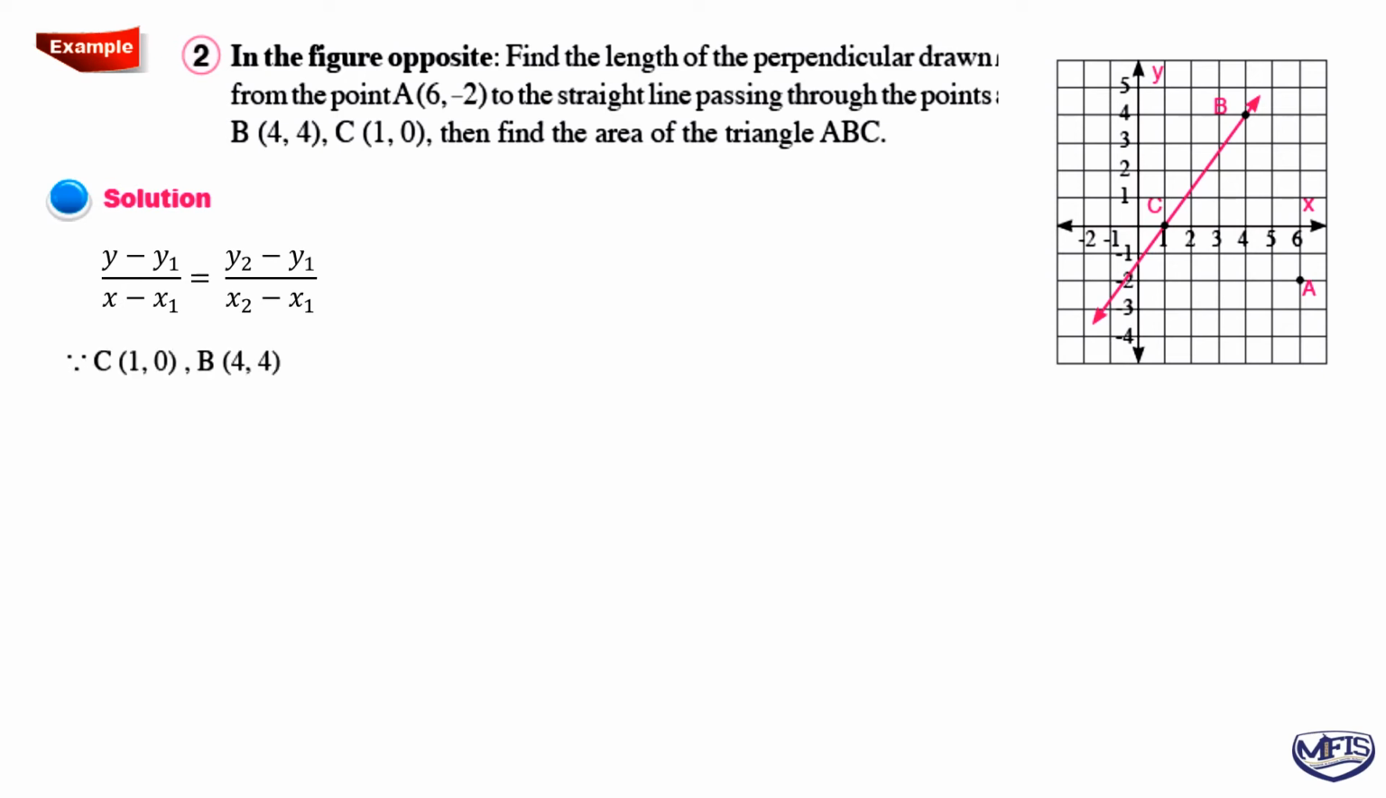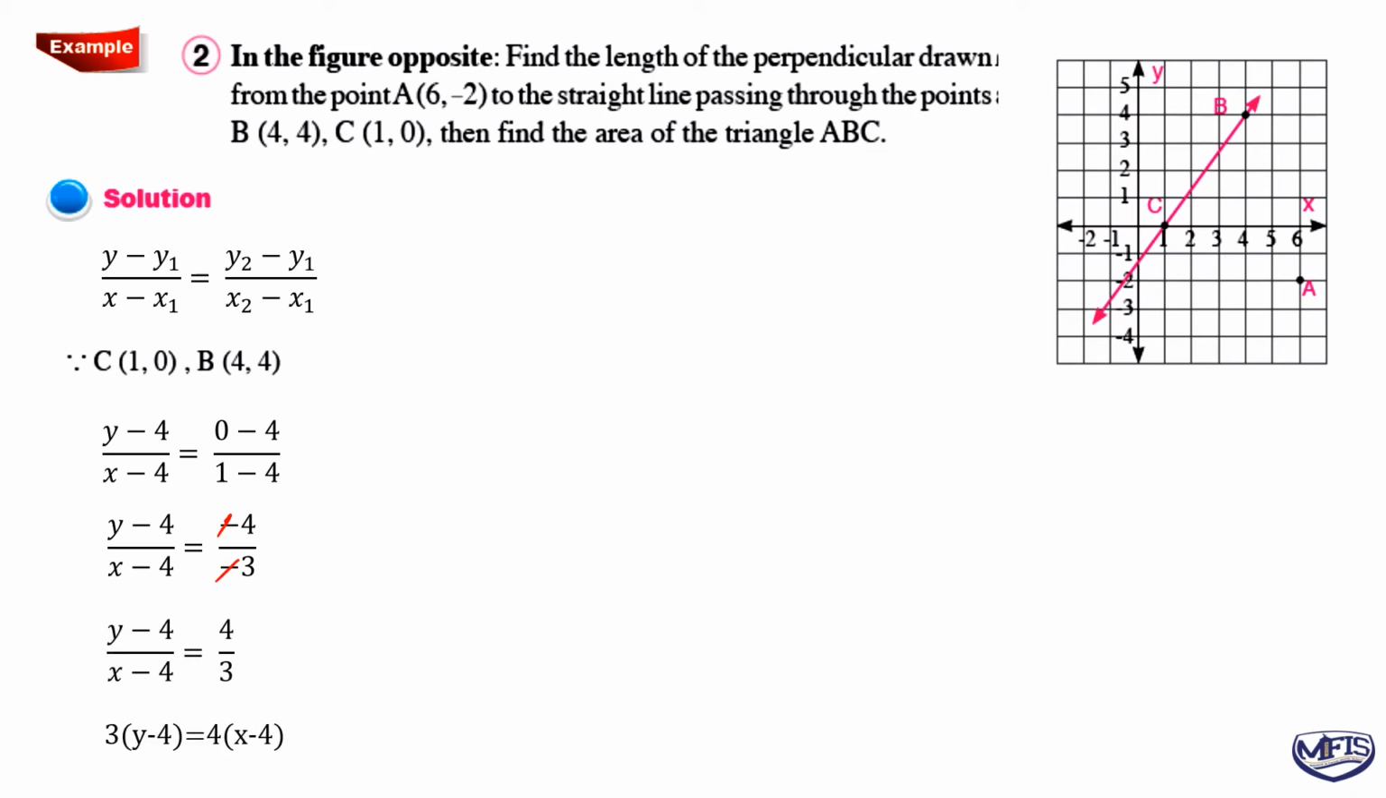So y minus y1 over x minus x1 will be y minus 4 over x minus 4, equal to the slope, which is y2 minus y1 over x2 minus x1, which is 0 minus 4 over 1 minus 4. So y minus 4 over x minus 4 equals -4 over -3. So cancel negative with negative and make cross multiplication. So 3 multiplied by y minus 4 and 4 multiplied by x minus 4. So we have the simplest form, or the general equation, which will be 4x minus 3y minus 4 equals 0.